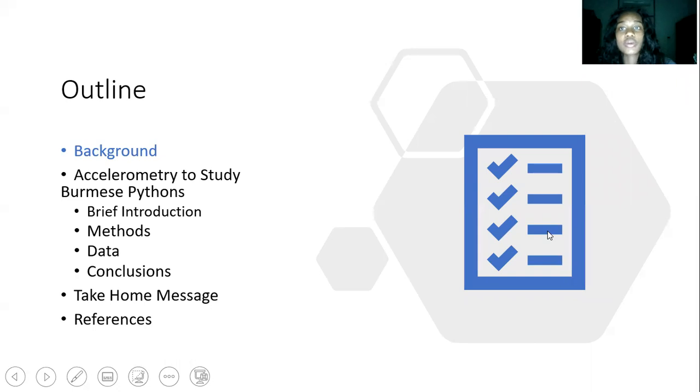Here's an outline of what we're going to be talking about today. We're going to get started with some background information so we can fully understand the impact of invasive species. Then we will talk about a study that utilizes a new type of tool to study pythons. We'll go over their introduction, some methods, their data, the conclusions that derive from the data, and finally, we will end with some take-home points.